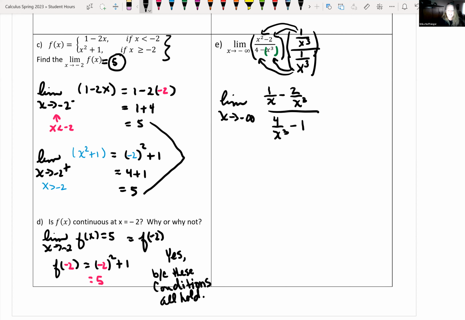We're using the fact that if we are looking at a limit as x approaches infinity or -infinity, and we have some number divided by that infinity or -infinity, that piece of the limit goes to 0. So 1 over -infinity approaches 0. That 2 over -infinity cubed approaches 0. This 4 over x cubed approaches 0. And then the -1 approaches -1. So we're getting really 0 over -1, which reduces to 0. So the limit as x approaches -infinity of that rational function is 0.